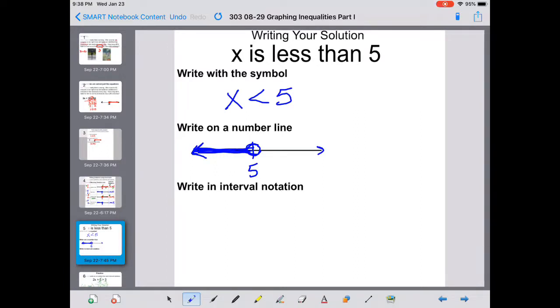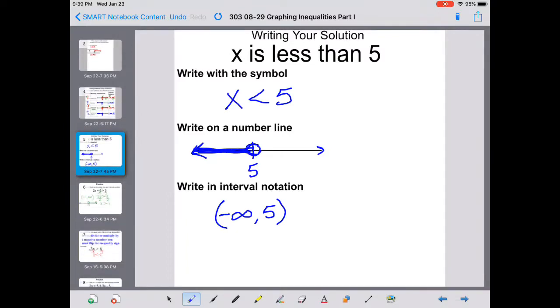Now we're going to write it in interval notation. The infinity symbol goes on the left again, and it's negative. And then we put parentheses around both sides, because it's not equal to. There will always be a parenthesis around infinity, because we can never be equal to infinity. So never ever put a bracket around the infinity symbol.